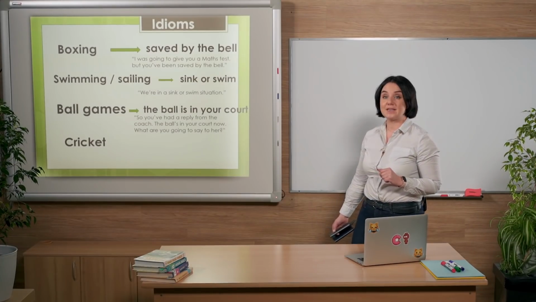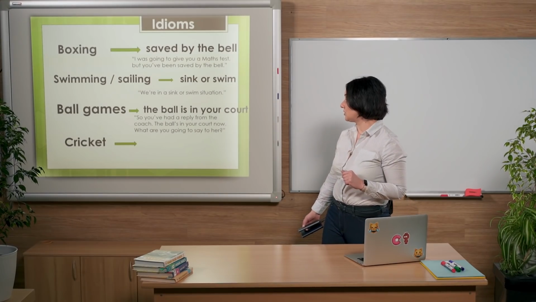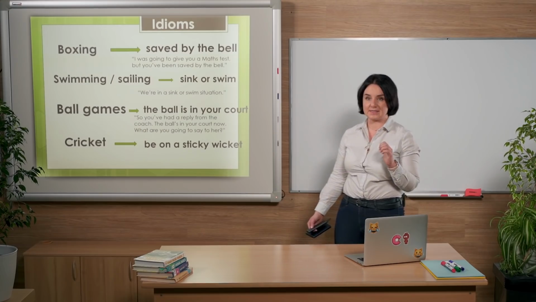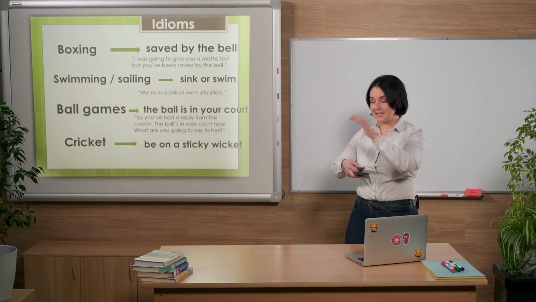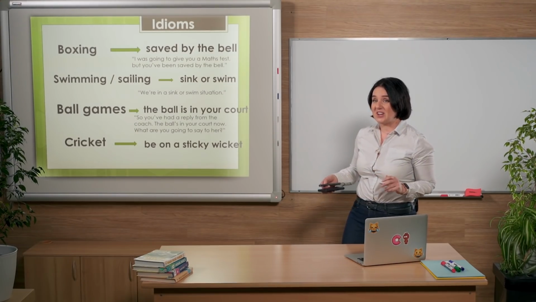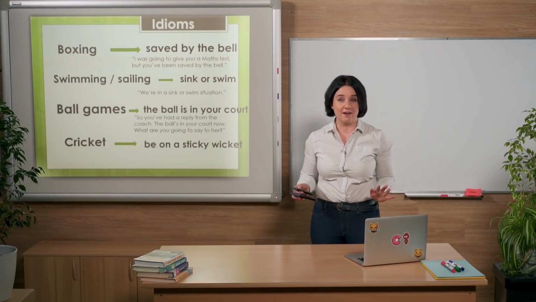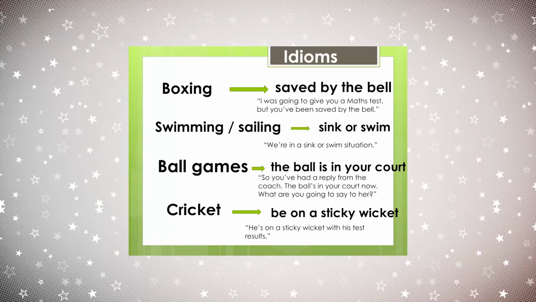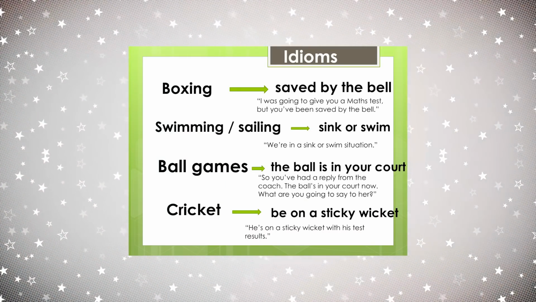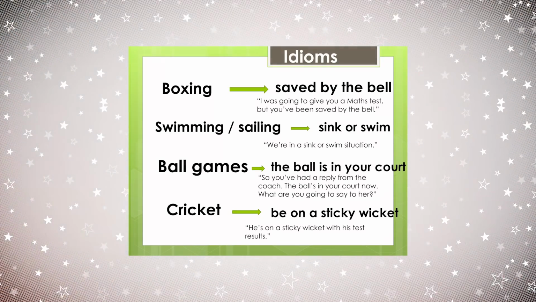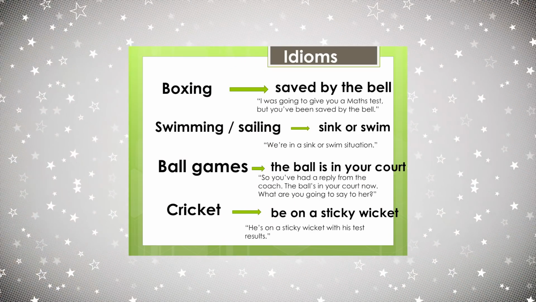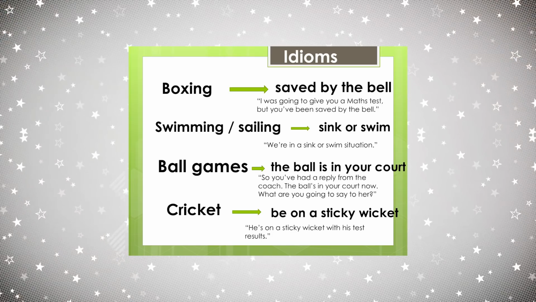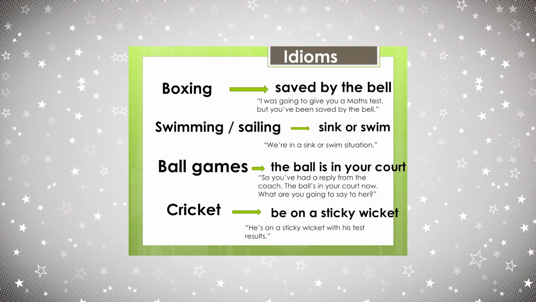The next idiom is connected to cricket. So take a look. Be on a sticky wicket. Sticky. Something sticky. Maybe sweet, and that's why sticky. Then it means to be not in a very pleasant situation. And this situation may cause you some troubles or problems. Take a look at this example. He is on a sticky wicket with his test results. So his test results may cause him some problems. Once again, saved by the bell, sink or swim, the ball is in your court, and be on a sticky wicket.